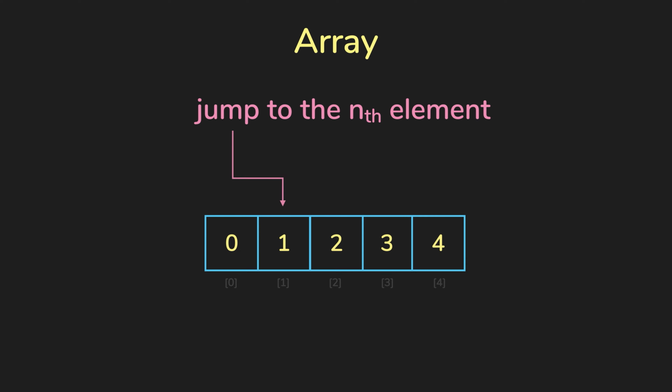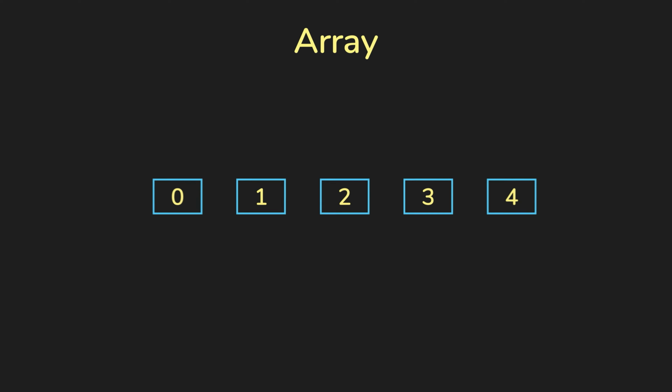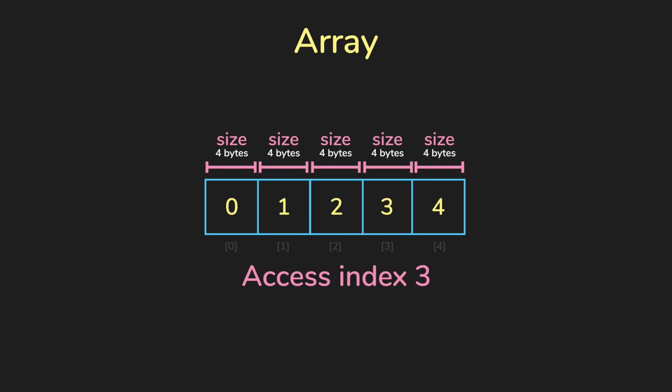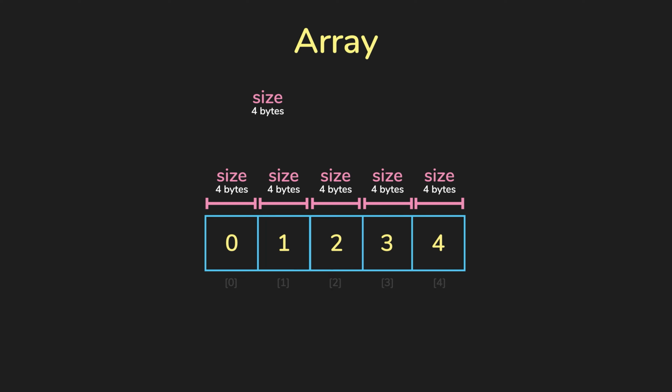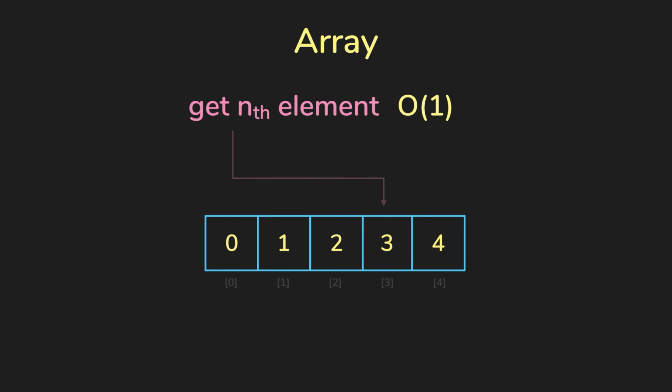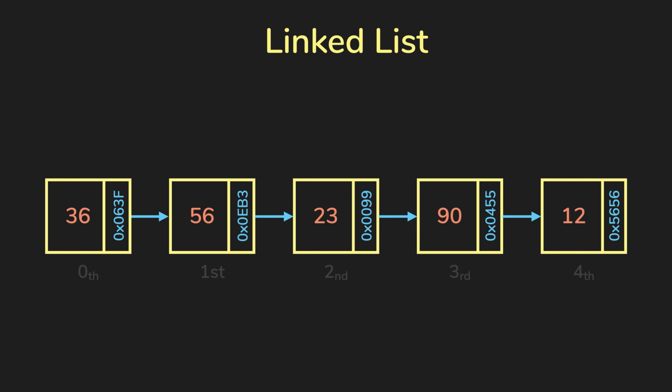Remember how with arrays, you can quickly jump to the nth element? We do that because we know that each element has a fixed size in memory. For example, if you want to go to index 3 in the array, we can identify that address by adding 3 times the number of bytes for an integer, which is 4 bytes, to our current address. Being able to access a certain element is a specialty of an array, which would be an O(1) operation. For linked lists, we can't do that, unfortunately.